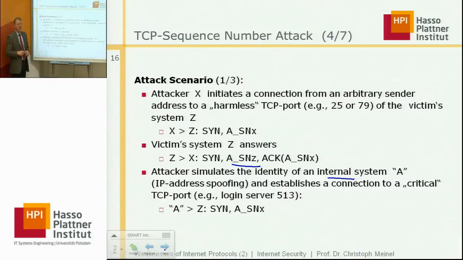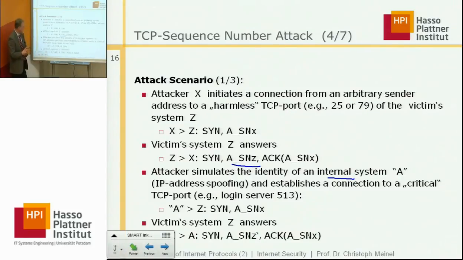He simulates the identity of an internal system A and establishes a new connection now to a critical TCP port, for example the login server. So he sends under the wrong name, the faked name A, the SYN flag and the sequence number. Then the victim's system answers with a SYN flag, with its own sequence number, and acknowledges the sequence number of X. Now, this information is sent to A. The attacker used a faked address.